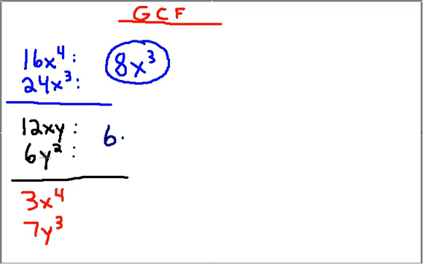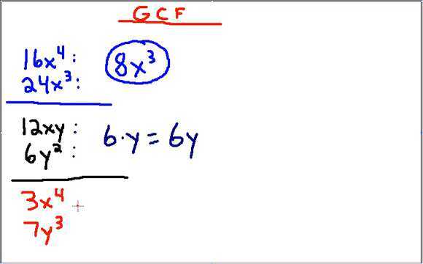Do we have any x's down here in our second monomial? No, we do not. Therefore, x is not going to be a common factor in these two monomials. Let's go to our next variable. Our next variable is y. We have y to the first here and y to the second down here. What is the greatest common factor between y to the first and y to the second? It's just simply y to the first, or y. And then when we multiply those two together, we get 6y.